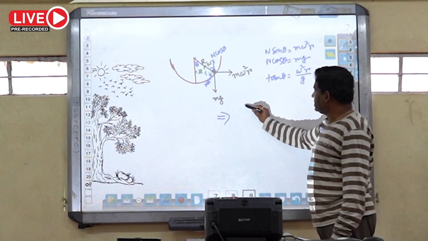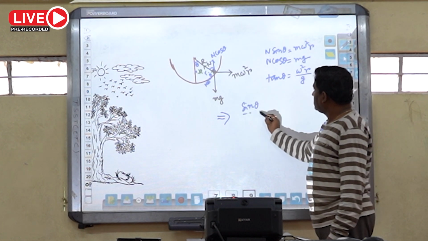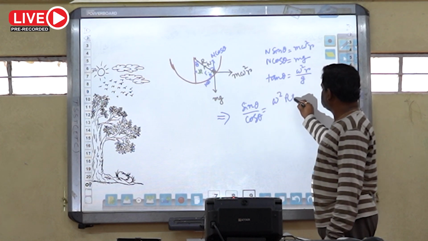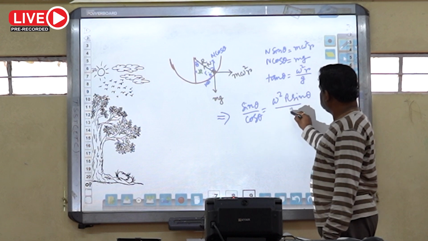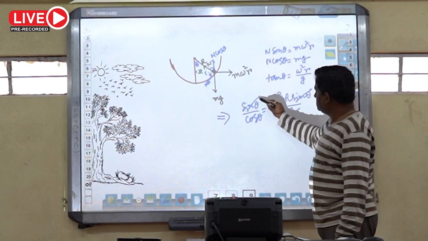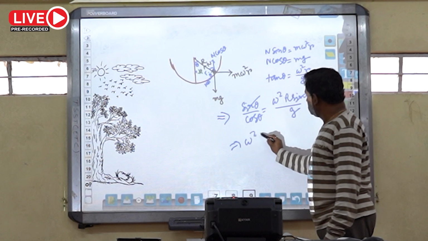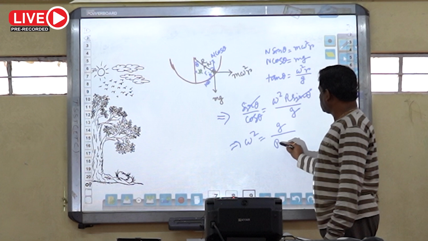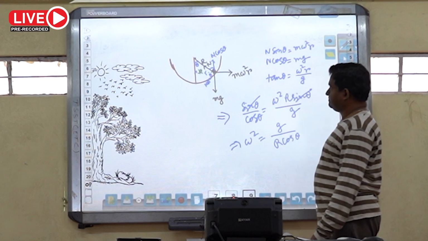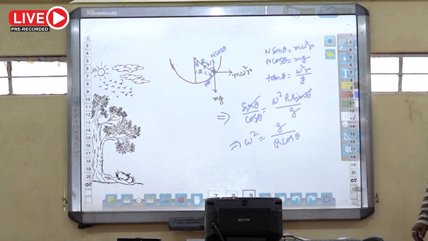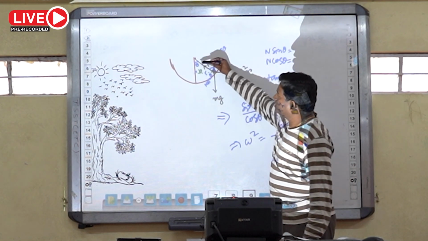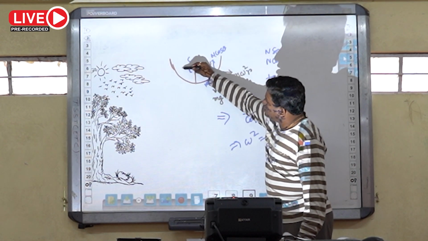That I can substitute. Then it will be sin theta by cos theta equal to omega square capital R sin theta by g. Sin theta cancels, then omega square equal to g by R cos theta. Now check what is R cos theta. It is this length, R cos theta.